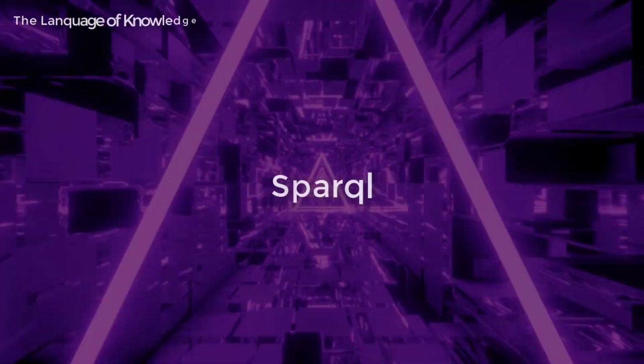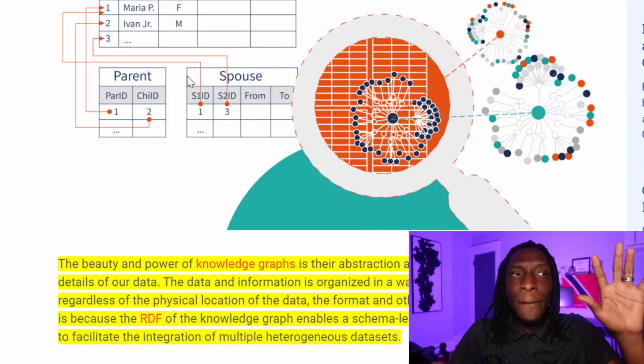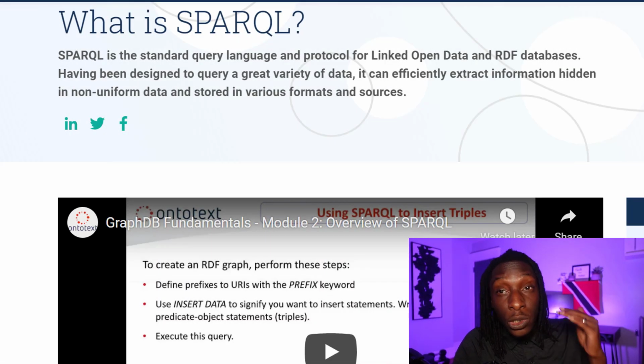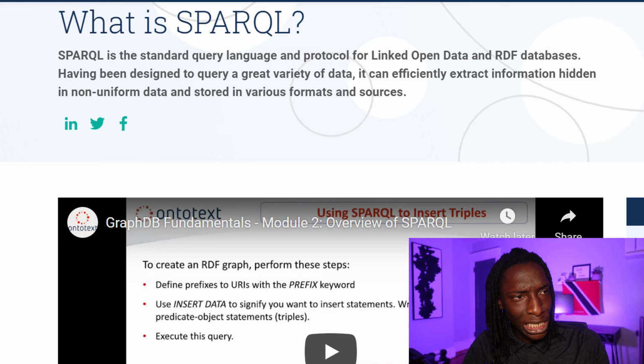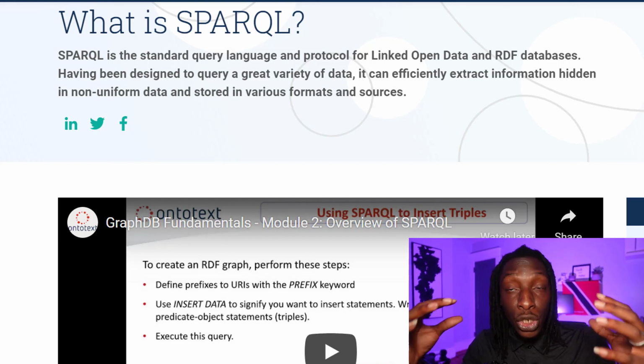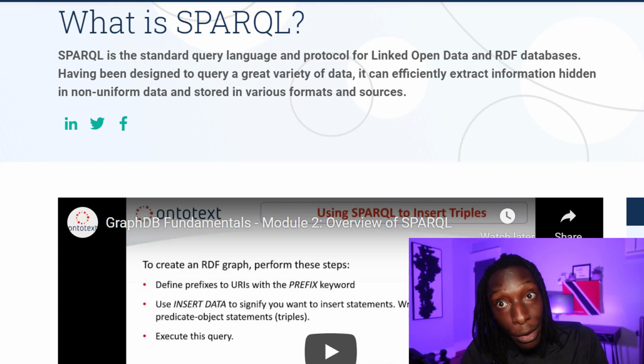And what is that? We're getting sparkly. I know. Yes, we are talking about SPARQL. What is SPARQL? On2Text says SPARQL is the standard query language and protocol for linked open data and RDF databases. Having been designed to query a great variety of data, it can efficiently extract information hidden in non-uniform data and stored in various formats as sources. My friends, my humble, beautiful friends, SPARQL is what allows you to search the web of linked, connected datasets. It allows you to make god-level queries. It allows you to be Superman on the web.